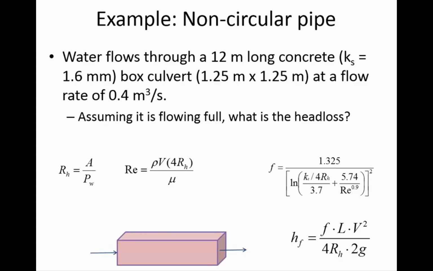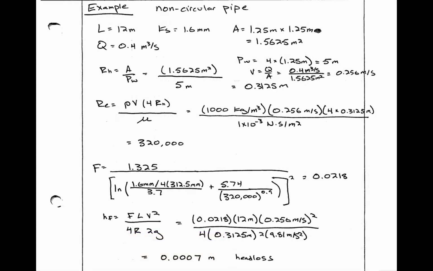Okay, we start off with the geometry, just finding the cross-sectional area. Since this is a square pipe, it's 1.25 by 1.25, so we get the cross-sectional area is 1.56 meters squared. The wetted perimeter is 5 meters, and remember that the wetted perimeter is just the length that water is actually in contact with, and so for us that's going to be all 4 sides of that square shape. So the hydraulic radius is 0.3125 meters. Using Q divided by A, we find the velocity is 0.256 meters per second.